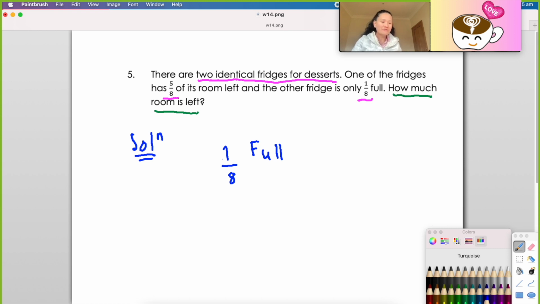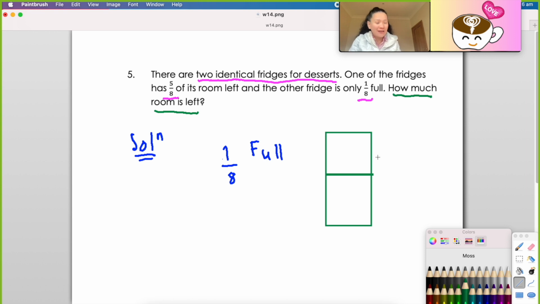Okay, this one is your fish now. Your fish. Okay. 1/8 full. What does it mean? Okay, let me show you something. For example, this one is your fish. And then we divided them to 8 portions.